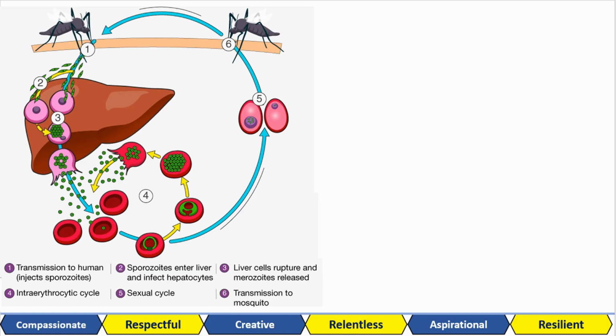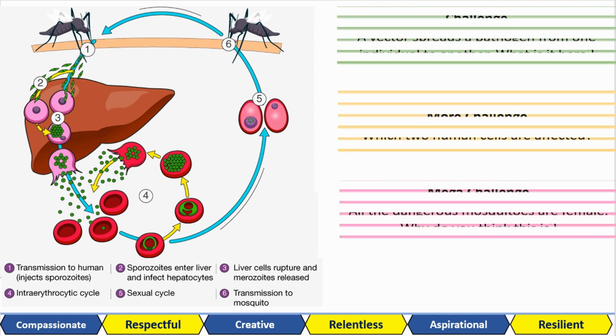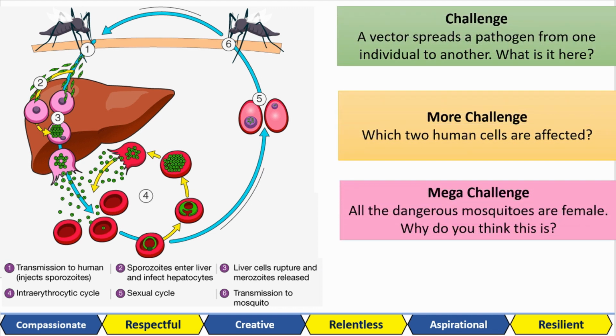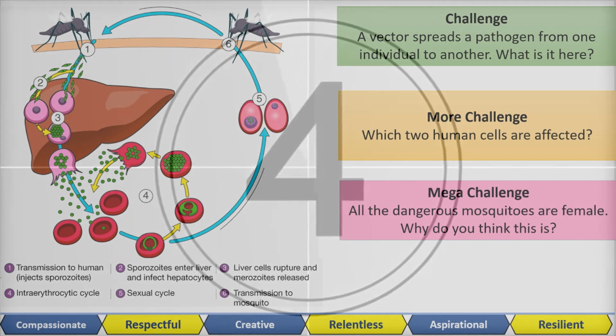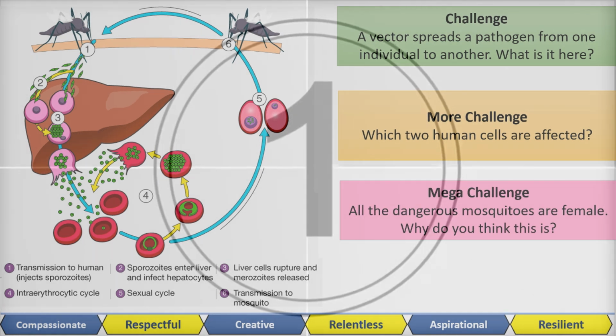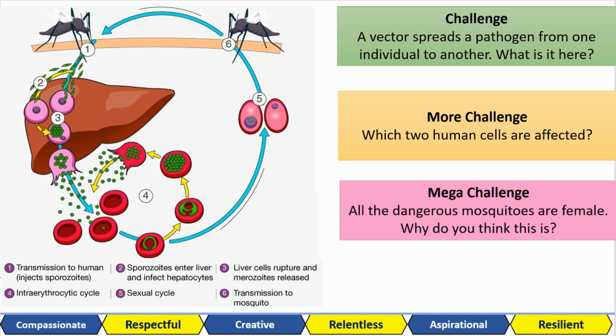Here's the full life cycle for the malaria illness. Take some time to take all of this in and identify the cells that are being affected. Now, you know what to do. Remember that the vector is what transfers the pathogen. So the mosquito is the vector in this example. And to be specific, it's the female Anopheles mosquito.